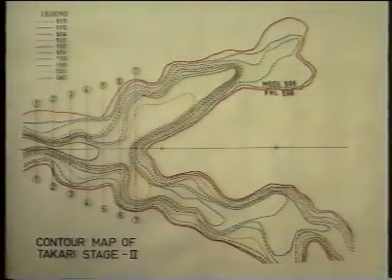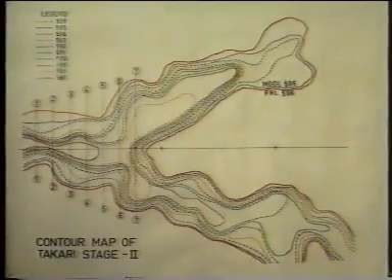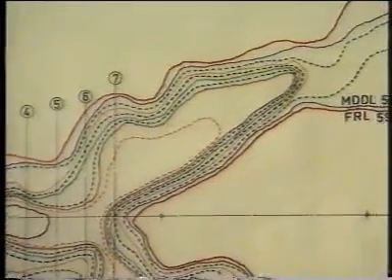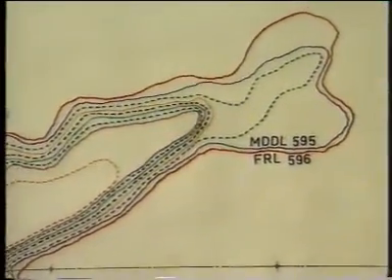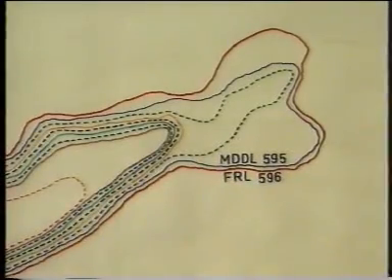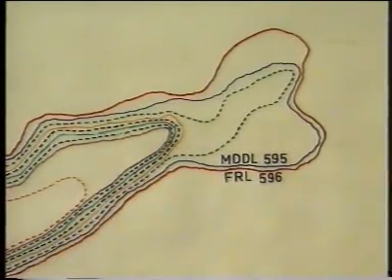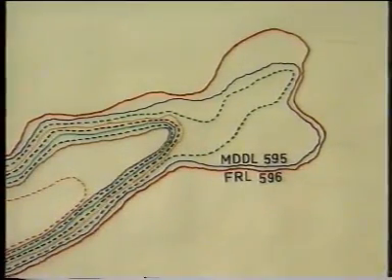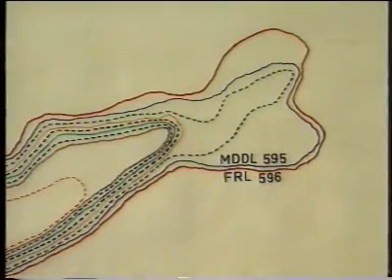This figure shows the contour map of Thakari stage 2. The different color lines running on either side indicate contours of different ground levels. The minimum drawdown level at 595 meter and full reservoir level of 596 meter are also seen.